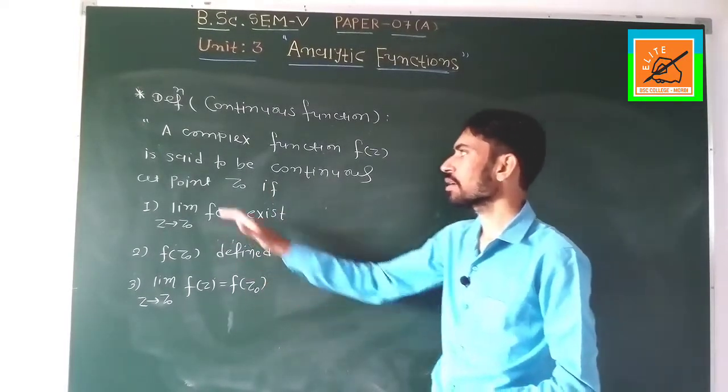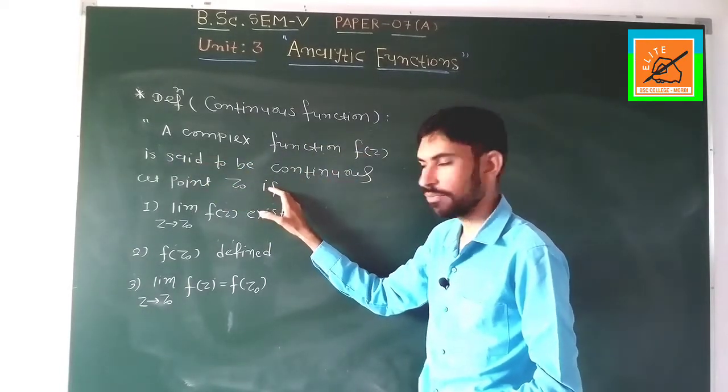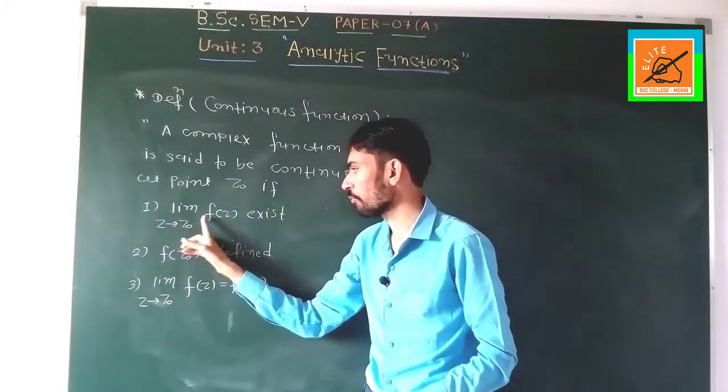What is the definition? A complex function f of z is said to be continuous at point z0 if limit z tends to z0, f of z exists.